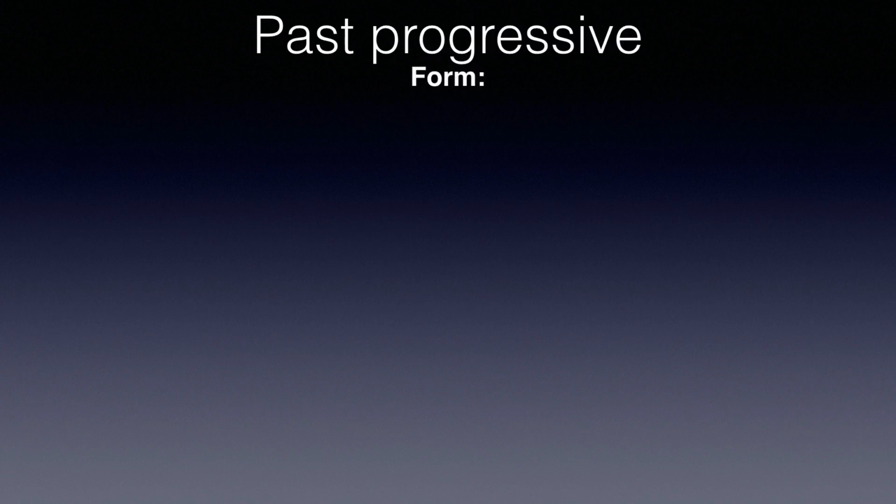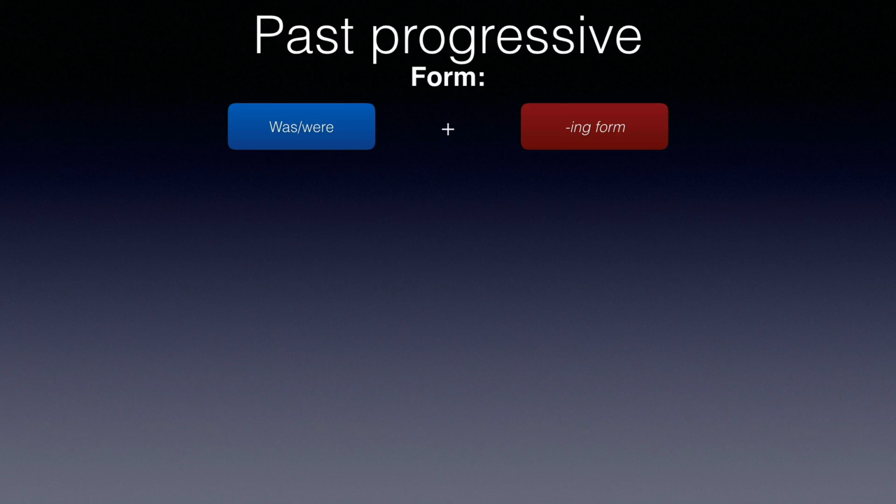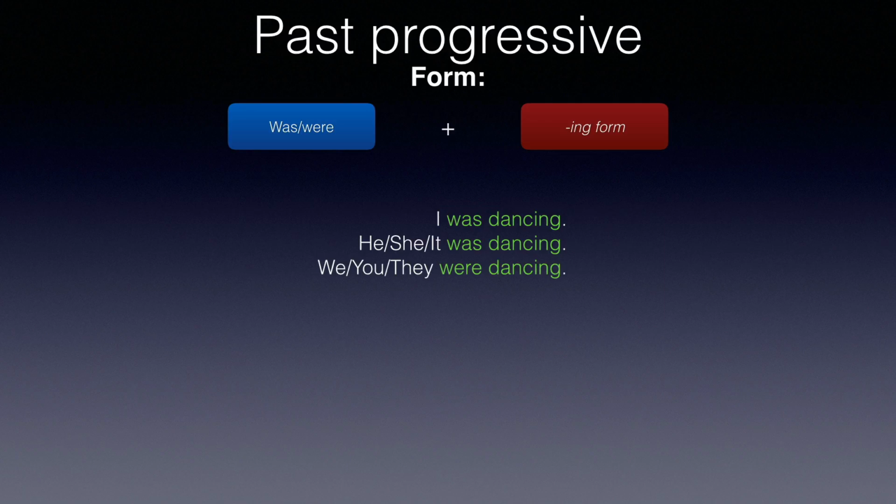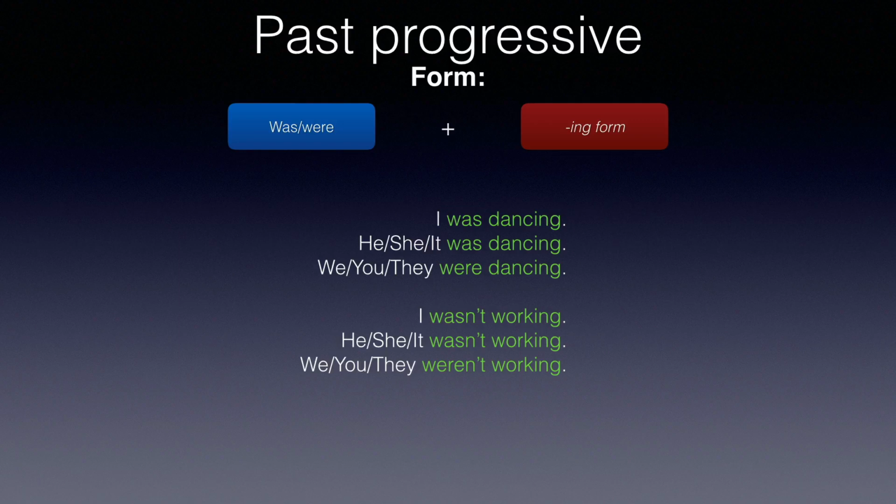Now the form of the past progressive is was or were, and the ing form. Examples. I was dancing, he, she, it was dancing, we, you, they were dancing. Then we've got the negative forms. I wasn't working, he, she, it wasn't working, we, you, they weren't working. And questions? Was I writing? Was he, she, or it writing? And were we writing? I can't remember.